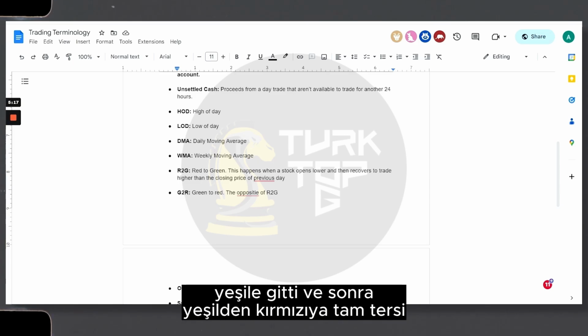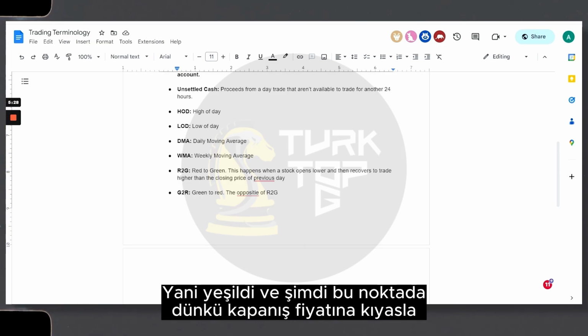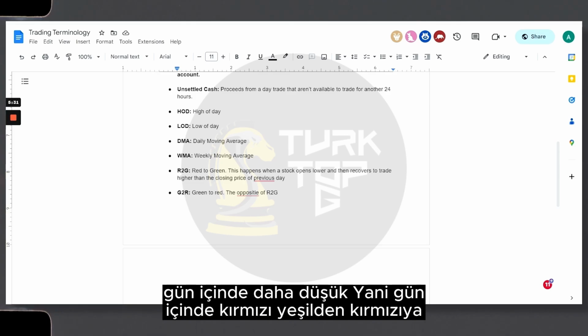And then green to red is the exact opposite. Based on yesterday's closing price, the stock opened today or was higher on the day. So it was green. And now at this point it is lower on the day compared to yesterday's closing price. So it's red on the day, green to red.